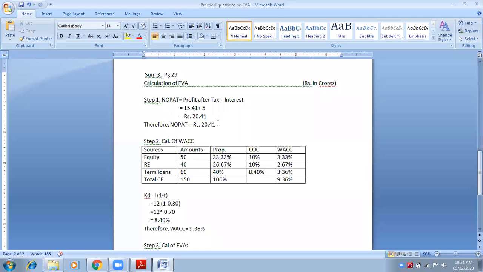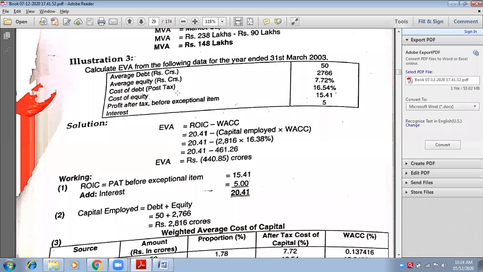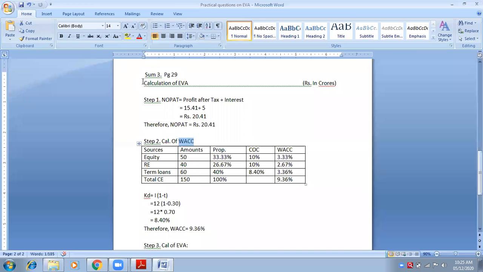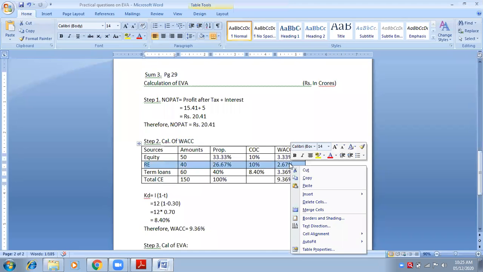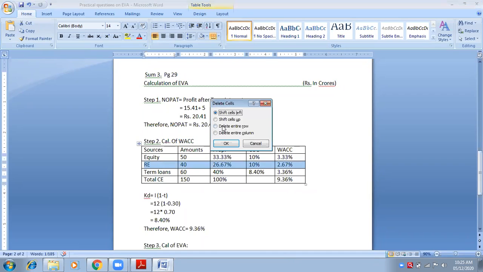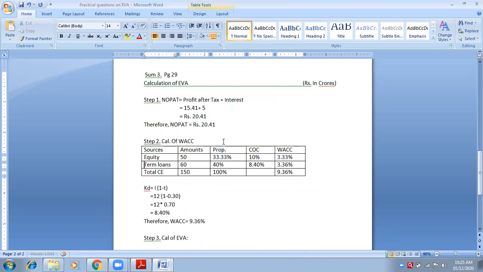Next step is calculation of WACC. Now what about WACC? We have two things here: average debt, average equity, and we have cost of debt and cost of equity also. How much is debt? How much is equity? We have to write here. RE is not there, so let me delete this row, and this is debt.